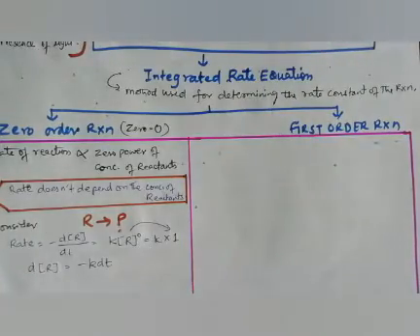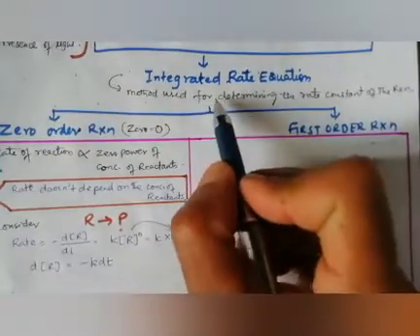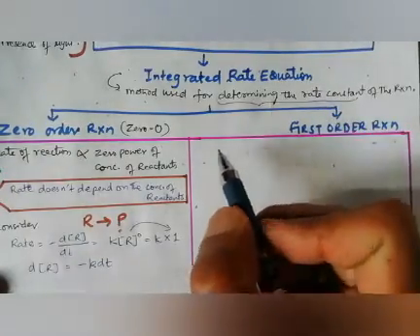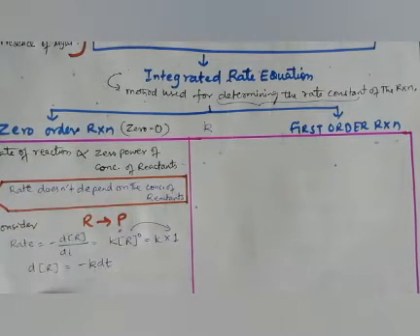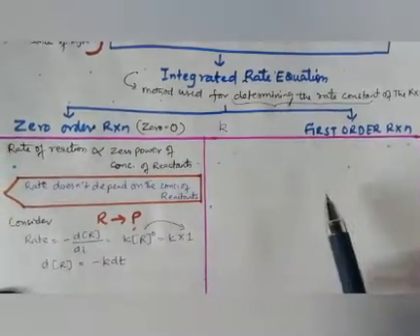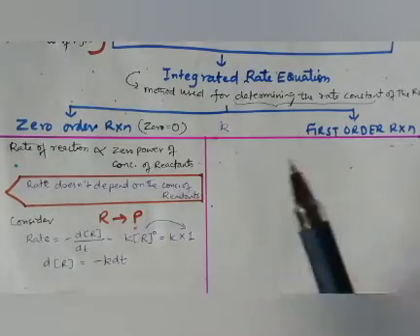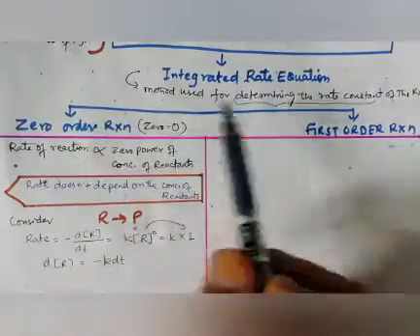It is the method used for determining the rate constant of the reaction, and you know very well about the rate constant. It is denoted with K. In this section, the integrated equation is used only for zero and first order chemical reactions. Basically we have zero order, first order, second order and third order reactions, but the integrated rate equation in this chapter is only for zero order and first order reactions.